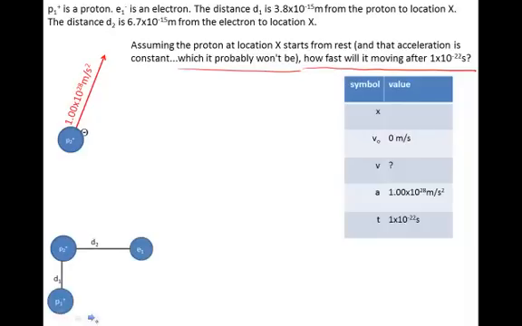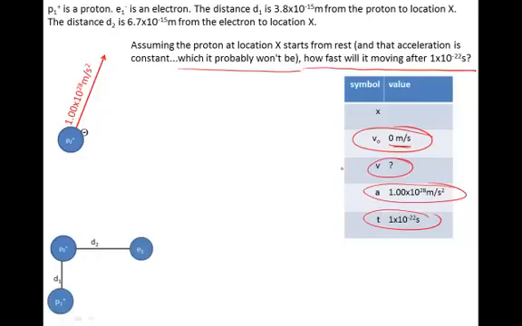So let's look at what we know and what we don't know. So first, we know starting from rest, so the initial velocity is 0. We also know that the acceleration we saw before was 1 times 10 to the 28th meters per second squared. We also know that the time is 1 times 10 to the minus 22 seconds, and we are looking for how fast it's going. So those are the four variables. There's 3 that we know. There's 1 we're looking for.